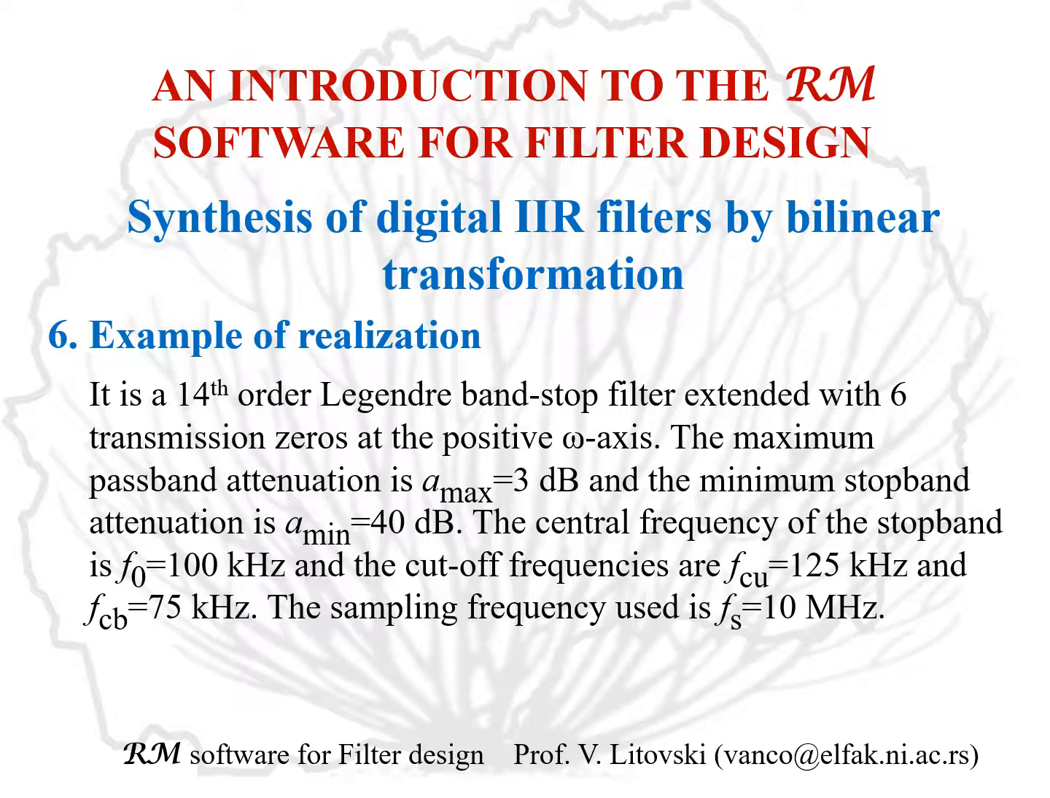To exemplify, we will use a 14th order Legendre band stop filter, which will be extended with 6 transmission zeros at the positive omega axis. The maximum passband attenuation will be 3 dB, and the minimum stop band attenuation will be 40 dB. The central frequency of the stop band will be 100 kHz, and the cutoff frequency of the upper passband is 125 kHz, and the cutoff frequency of the bottom passband is 75 kHz. We will use a sampling frequency for the bilinear transform of 10 megahertz.